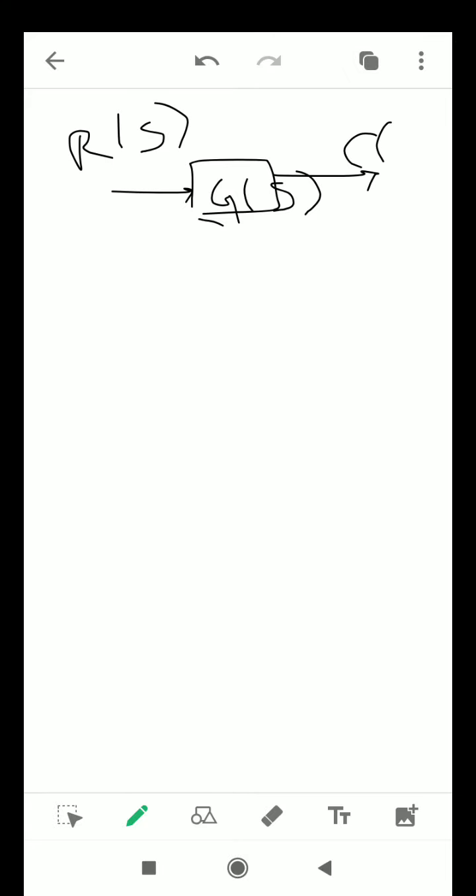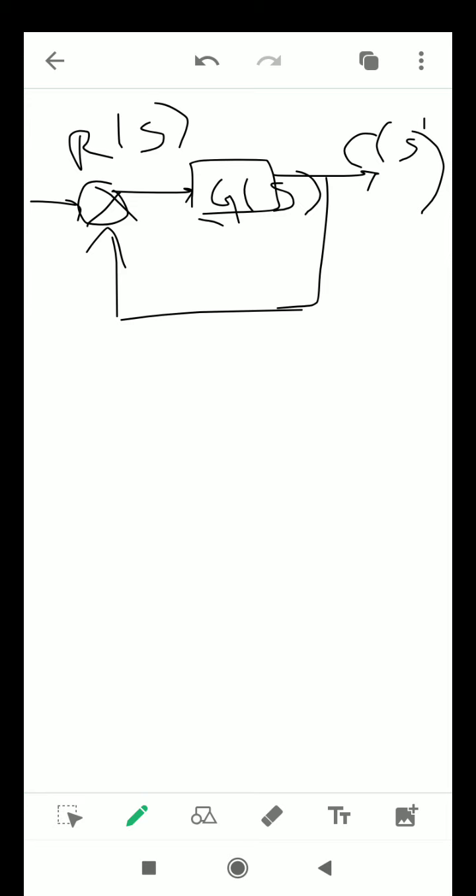A simple block diagrammatic representation will have the system's open loop transfer function represented by G of S. The input is usually represented by R of S, the output by C of S. In case there is a feedback signal, then you will have a summer. The status of the output is fed back to the input side via a feedback loop transfer function, usually represented by H of S. This is how you will generally represent a simple system.